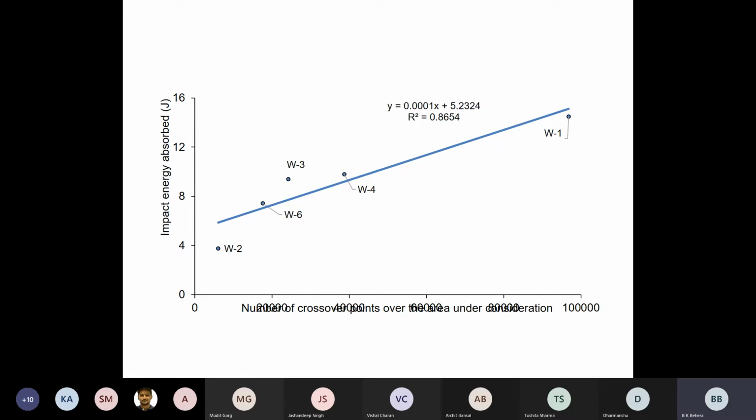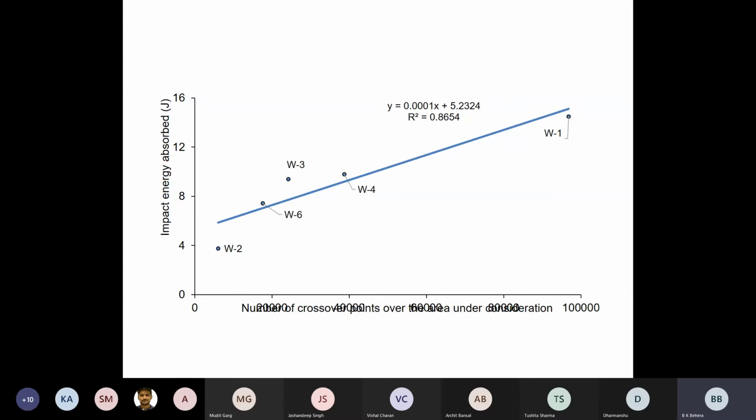That is the conclusion from this. By changing weave design, we change the number of crossover points per unit area, and as the number of crossover points per unit area increases, the impact energy absorption increases. It's not necessarily that you will get this increasing order or this type of linear curve with respect to tensile, bending, shear, compression. You may get different results. But the point is, we can change the weave design to get different properties. Changing weave design changes the properties of the fabric and the composite made out of that. That is what we want to conclude from this.